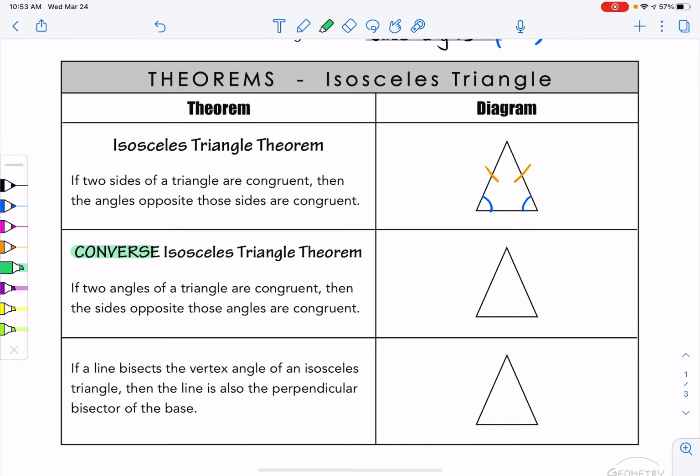The converse of this theorem says that if two angles of a triangle are congruent, then the sides opposite those angles are congruent. So this works backwards. This says that you're starting with congruent angles first, and the sides opposite these angles are congruent. So with the isosceles triangle theorem, you're going to start with congruent sides. With the converse, you're going to start with congruent angles.